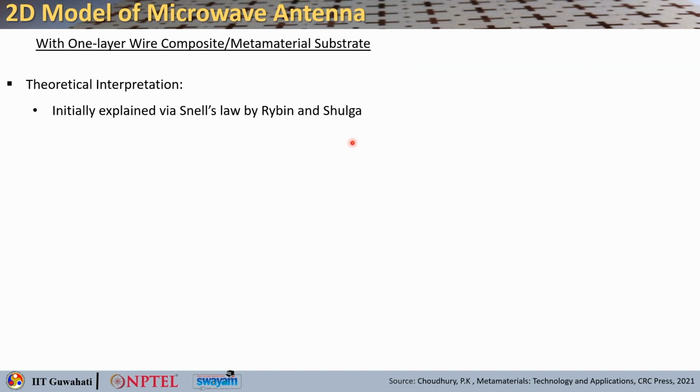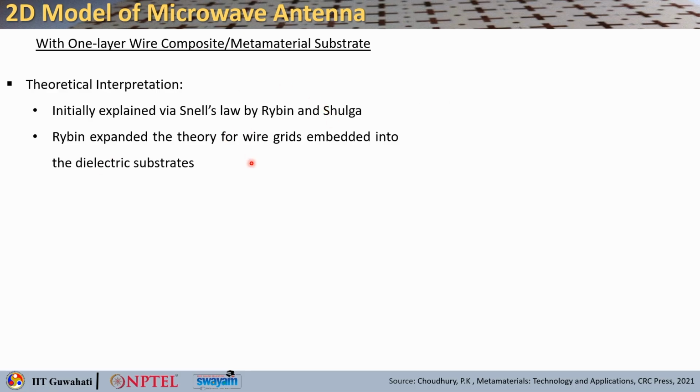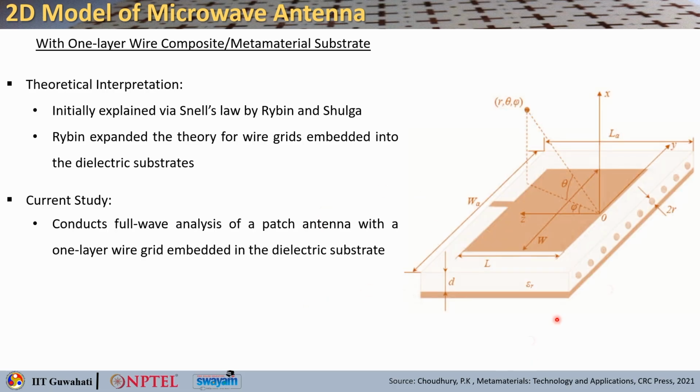Now the phenomenon that is happening here was explained in short by Rubin and Shulga. Rubin basically expanded the theory for wire grids embedded into dielectric substrates, and in this current study, you can see what was drawn. I have never discussed this, so right now just focus, but till now we have seen this part.